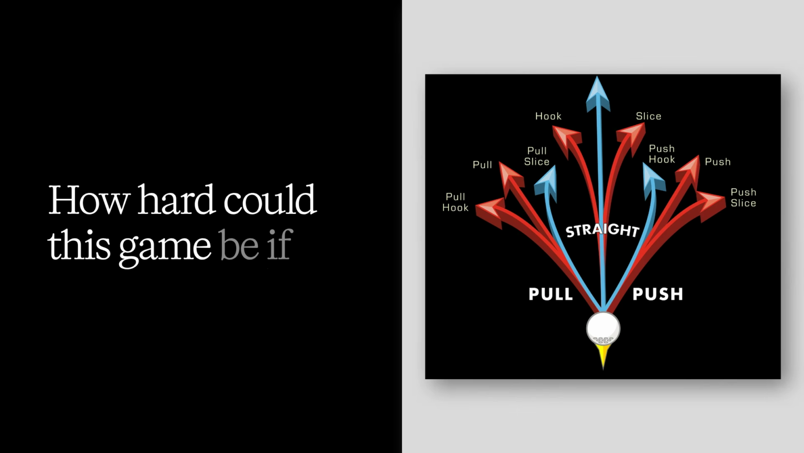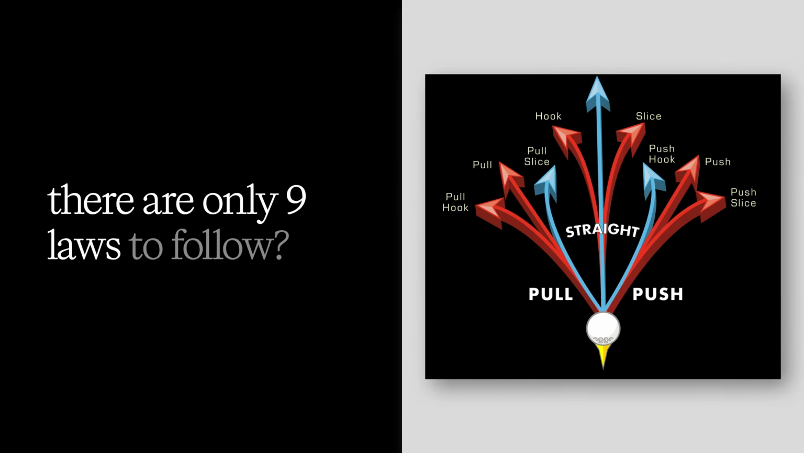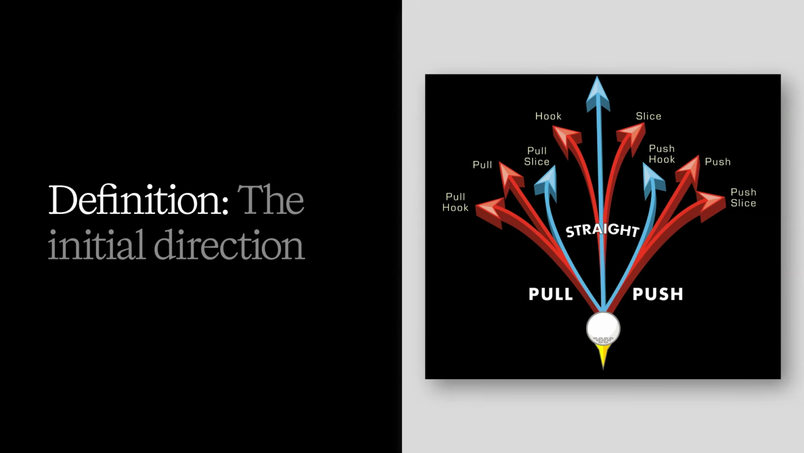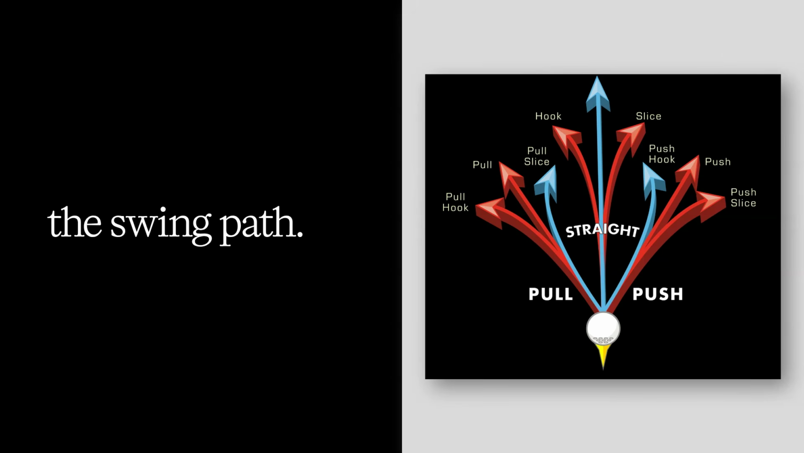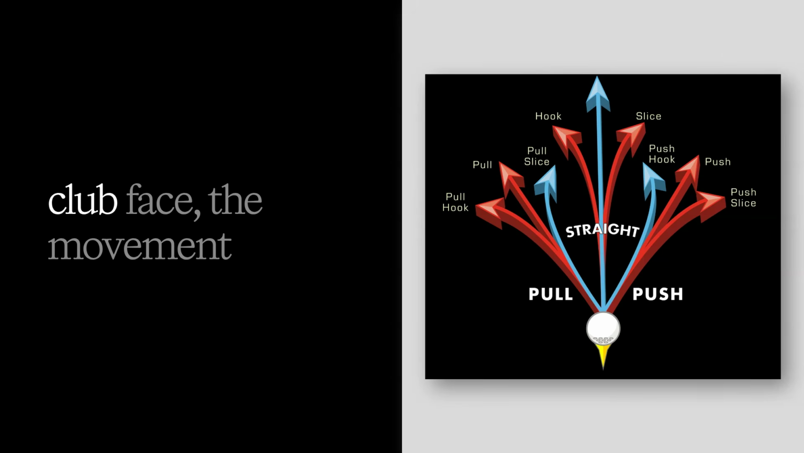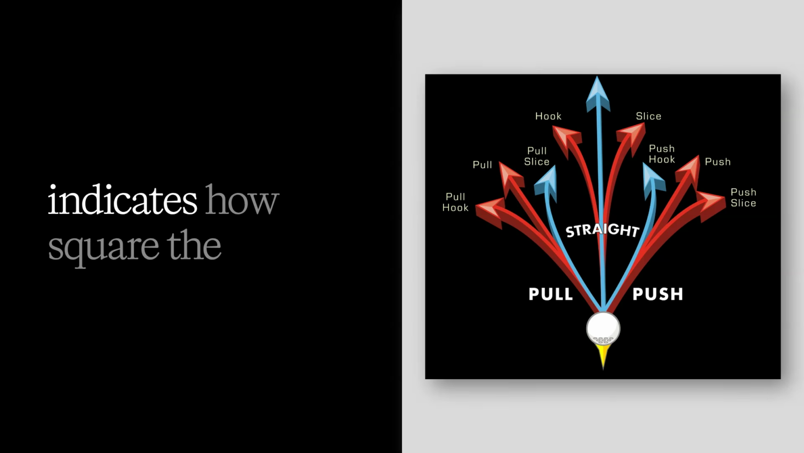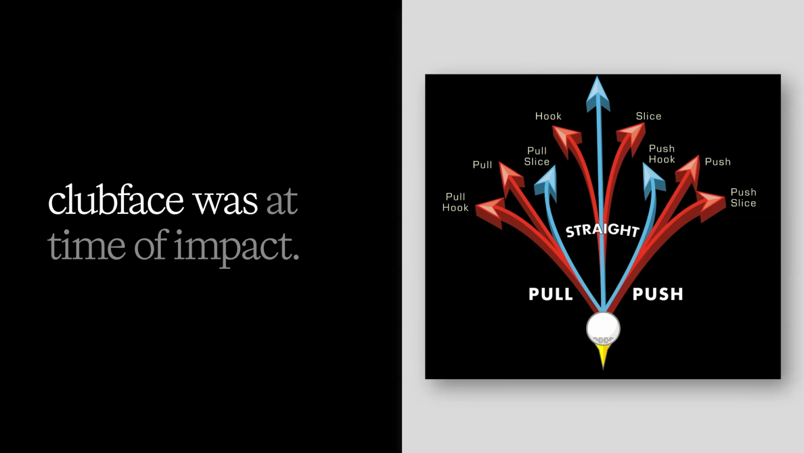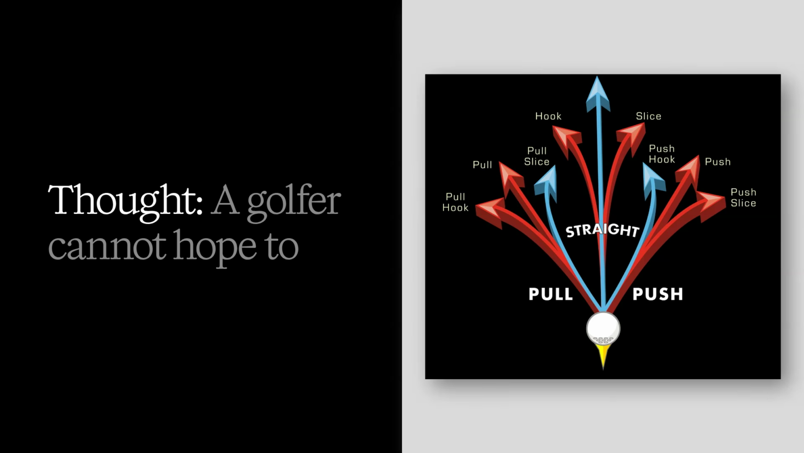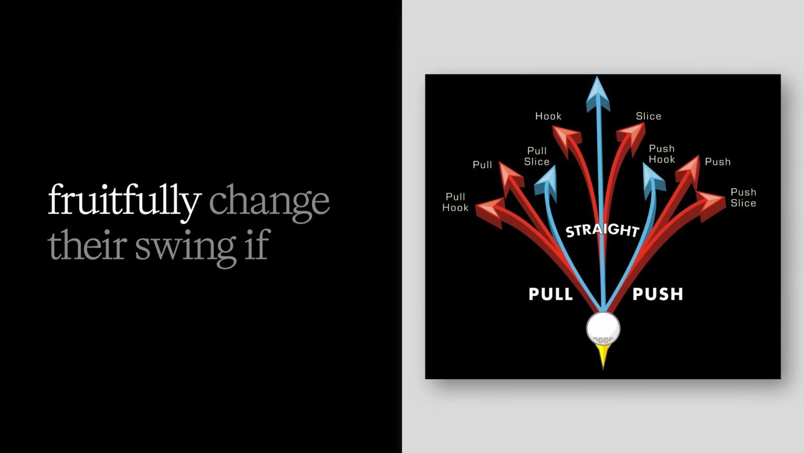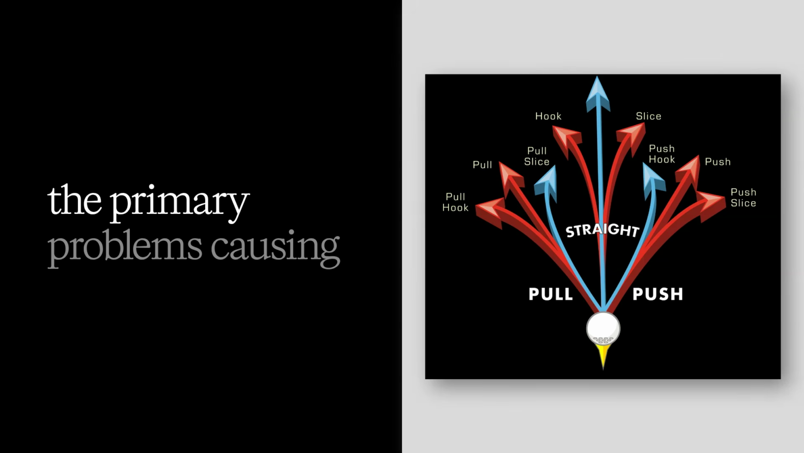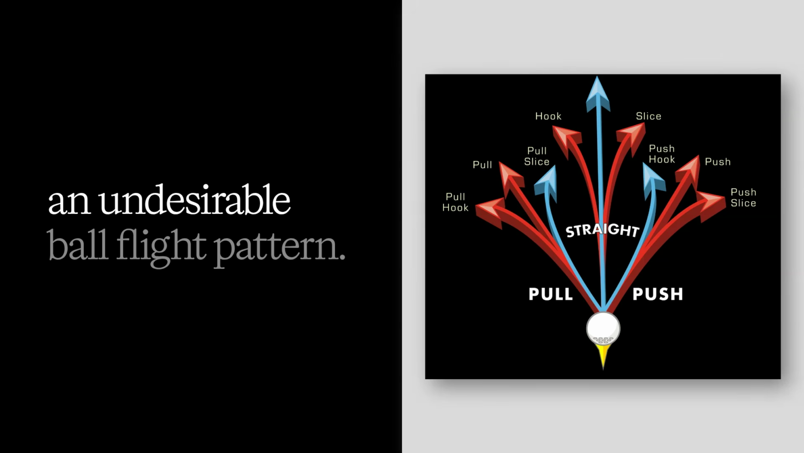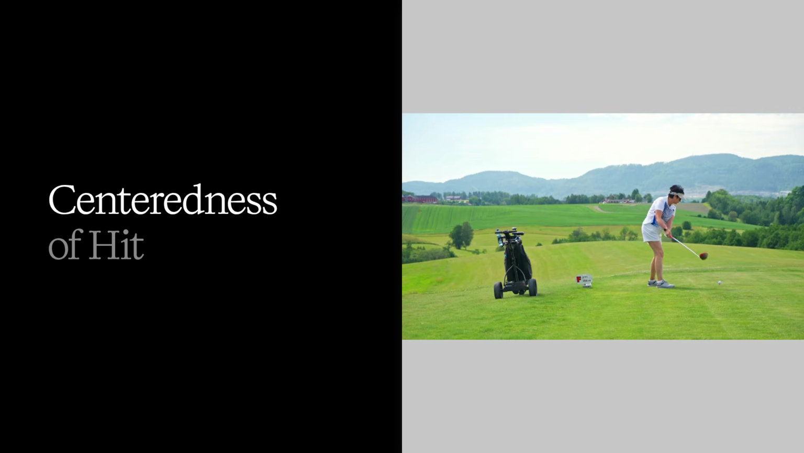How hard could this game be if there are only 9 laws to follow? Definition. The initial direction of the ball after impact tells us the swing path. After the ball leaves the club face, the movement indicates how square the club face was at time of impact. Thought. A golfer cannot hope to fruitfully change their swing if one doesn't correctly identify the primary problems causing an undesirable ball flight pattern.